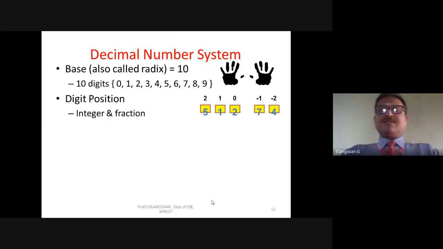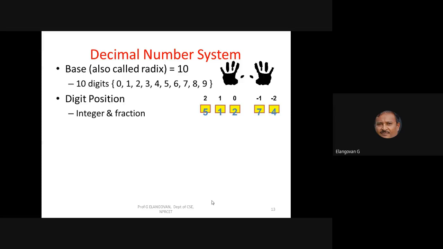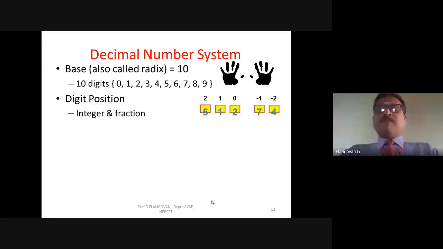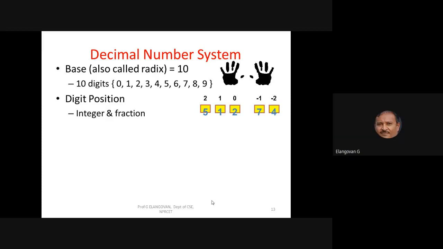Scientifically, when we relate the position value with the base or radix value, the 2 is 10 power 0, the 1 is 10 power 1, and the 5 is 10 power 2. After the 2, on the right-hand side, there is a decimal point, a fractional point. After the fractional point there is a 7 and a 4. The 7 is represented as 10 power minus 1, and the 4 is 10 power minus 2.